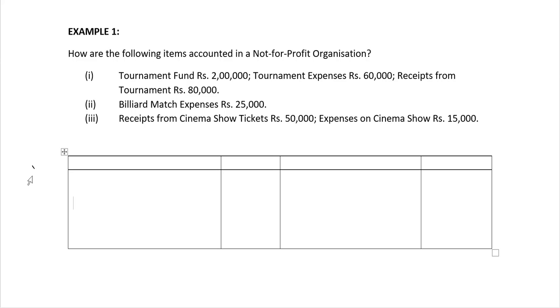Third subdivision, it says receipts from cinema show tickets rupees 50,000 and expenses on cinema show is rupees 15,000. So there is no specific fund relating to this. So we'll put the receipts on the income side and the expenses on the expenditure side of the income and expenditure account. Income and expenditure account.